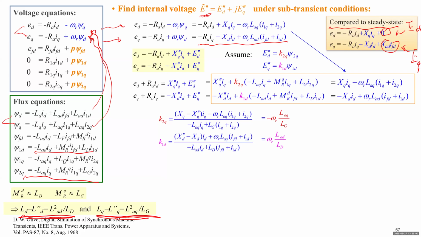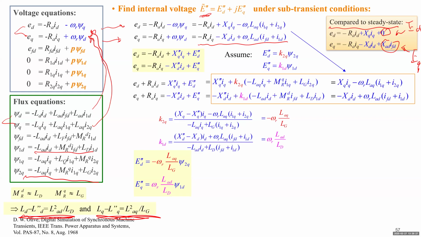With those two equations, K2Q is simply equal to this one. You can verify that manually, you just plug in those two equations here. So now we know that psi D double prime is proportional to psi 2Q, and the coefficient is negative omega R multiplied by LAQ divided by LG.